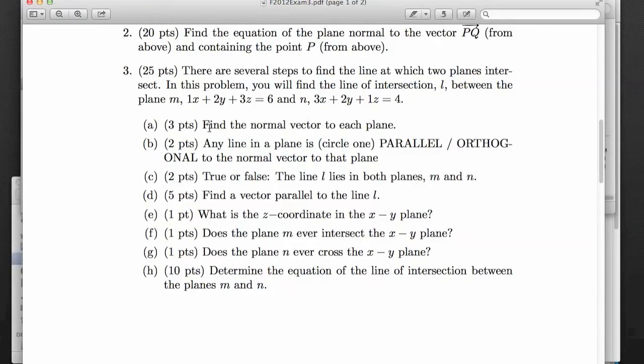Okay, so here we are again. The first part, 3 points, find the normal vector to each plane. We're trying to find this line of intersection, L, between the two planes, because where two planes intersect, well, that gives us a line. Hopefully you remember, we've done this several times before. The normal vector of the plane is just this. So the first normal vector, we could call it n sub m, would be 1, 2, 3. And the other normal vector would be 3, 2, 1. So I tried to pick nice easy numbers there.